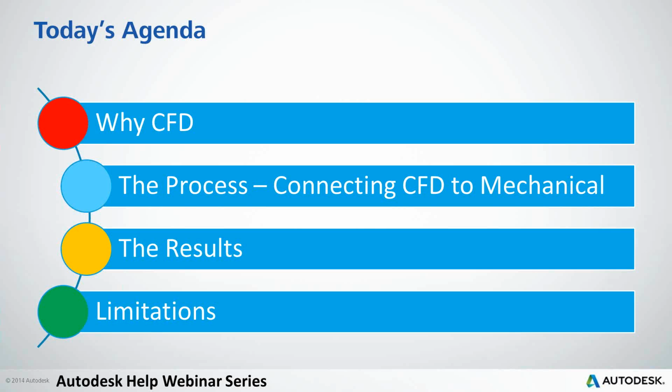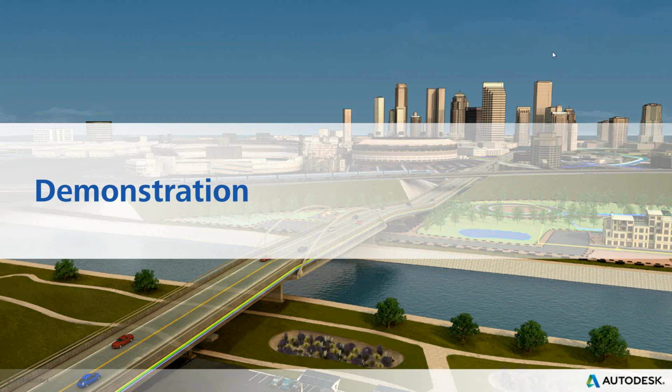I'm going to give an example of how to select the results from a CFD analysis for use in your mechanical analysis. The process is actually very simple, and it'll probably be the shortest part of the example. We'll go on to look at the results, and then after I'm done with the two examples, I'll discuss some of the limitations and where we don't have functionality just yet. So we'll go on to the first example here.